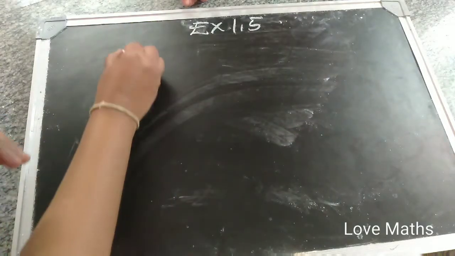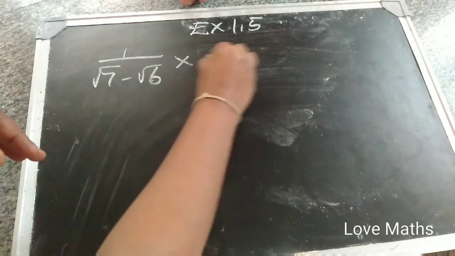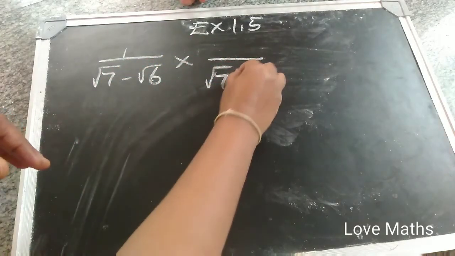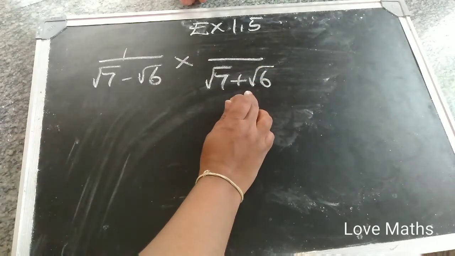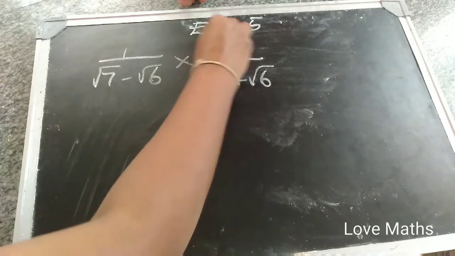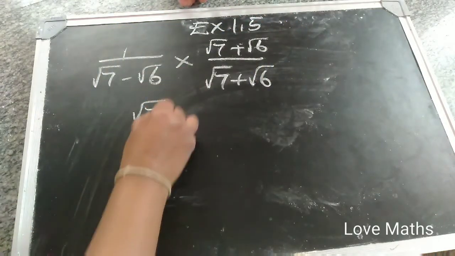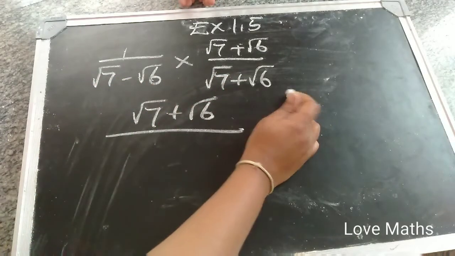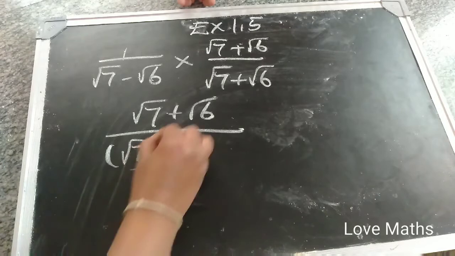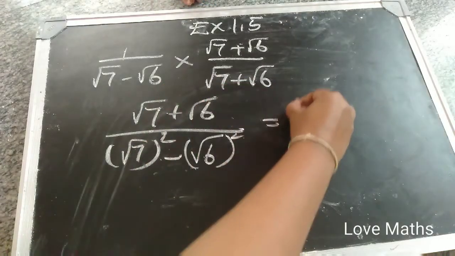So let us solve that. Root 7 minus root 6. Conjugate pair means change the sign: root 7 plus root 6. Whatever number you multiply in the denominator, the same thing you have to apply in the numerator also. 1 into this one, the same thing. Now this is a minus b into a plus b. What is the formula? A square minus b square. The numerator we can't simplify, keep it like that.